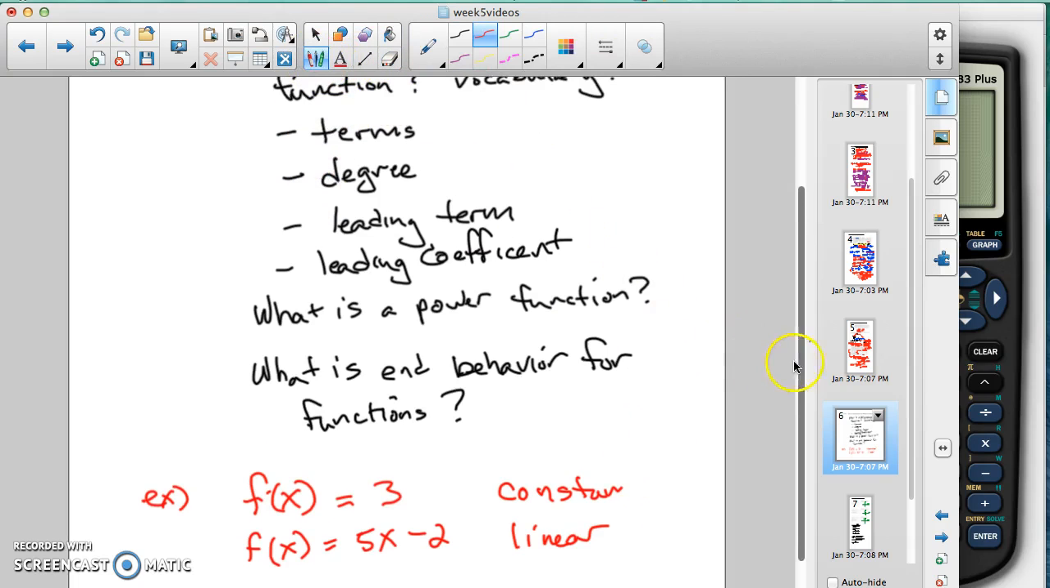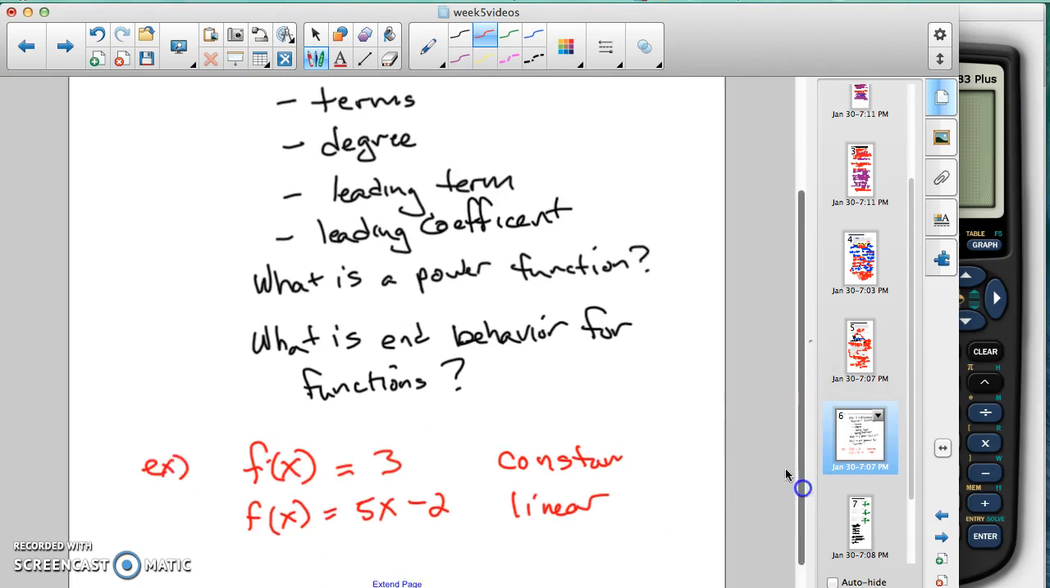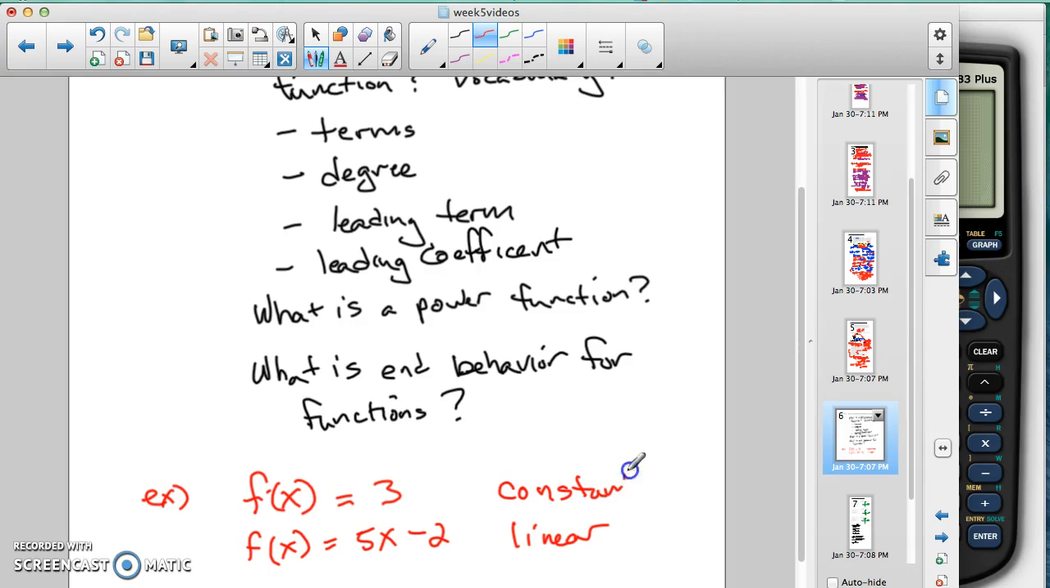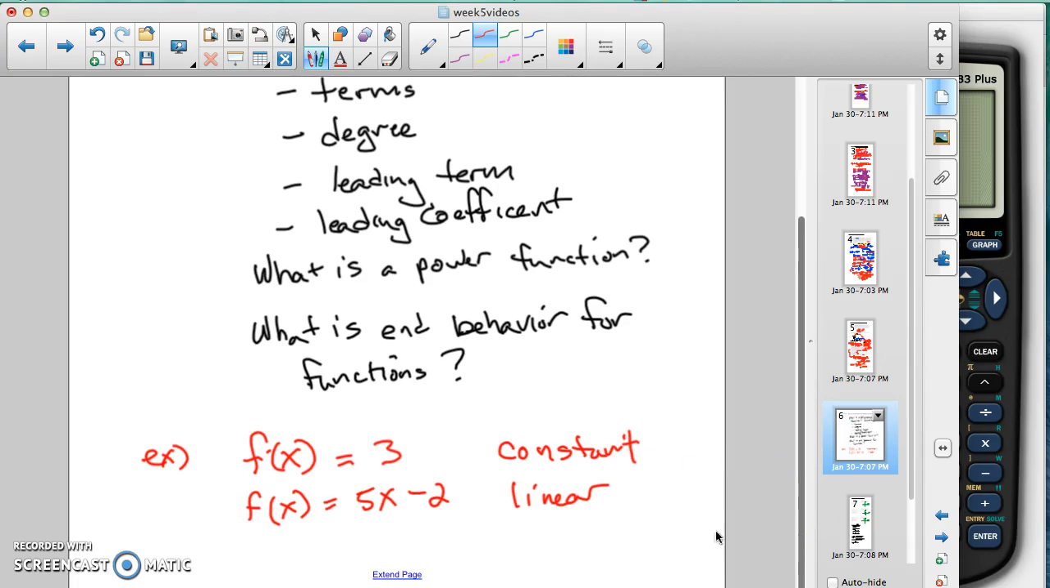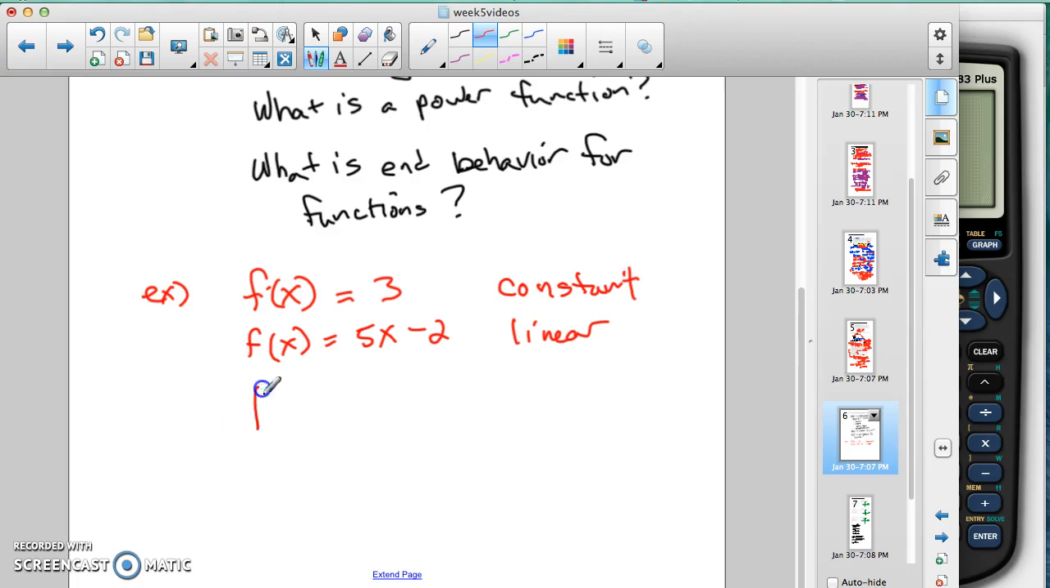Another polynomial function is a quadratic. It's a quadratic. So any function that has a constant value in front of a variable, or a constant value, and an x to a power of a value greater than 0 would be considered a polynomial function.